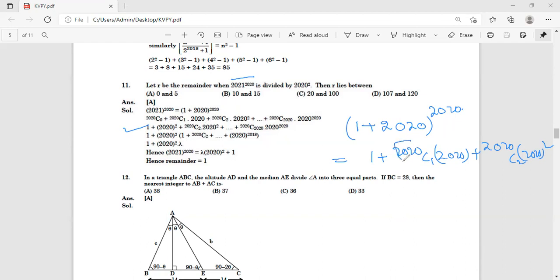Now this is also 2020 square. So when you divide this by 2020 square, all of this is divisible. Here also 2020 square will come. All of this is divisible, remainder is 1. It's a very simple direct question.